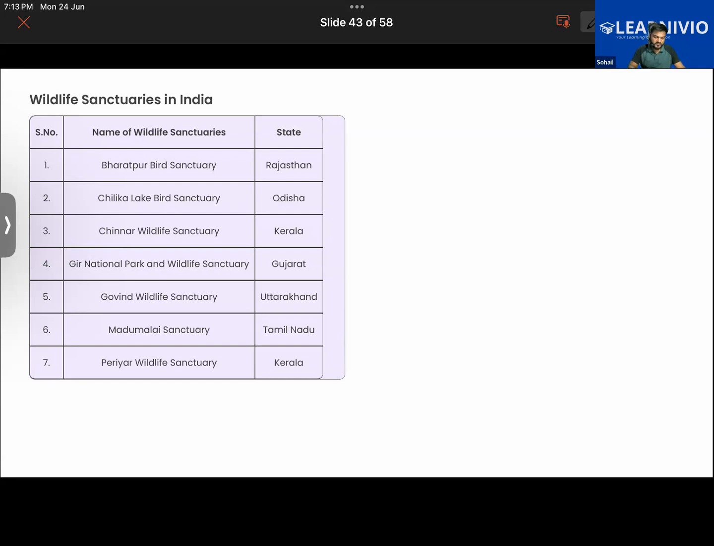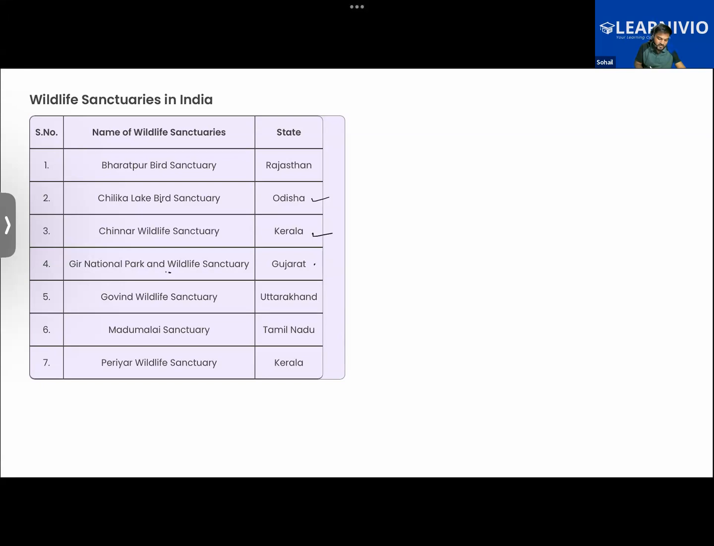Some of them are as follows: Bharatpur Bird Sanctuary, found in Rajasthan. Chilika Lake Bird Sanctuary, found in Odisha. Chinnar Wildlife Sanctuary in Kerala. Gir National Park and Wildlife Sanctuary. In Gujarat, you have a national park and a wildlife sanctuary. Getting it? Gir Wildlife Sanctuary and Gir National Park, both of them are found in Gujarat.